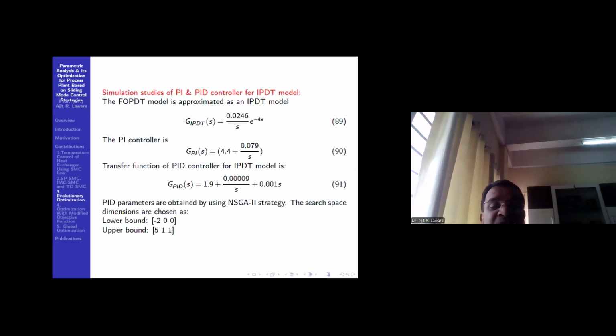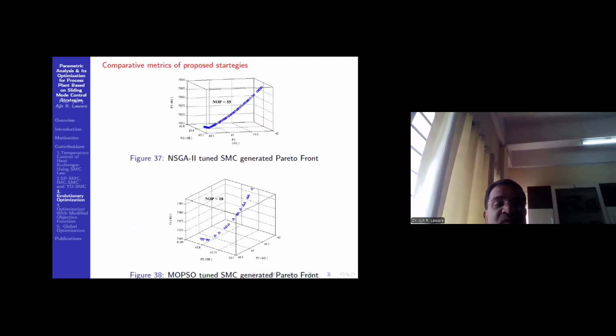Now this is the IPDT model. From the FOPDT model itself, I have derived the IPDT model, and then I have designed the PID controller for the IPDT model. The PID controller is obtained by the NSGA2 strategy with this lower and upper bound, but I have never included it. So this is the NSGA2 SMC Pareto front.